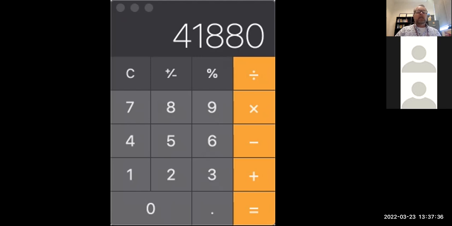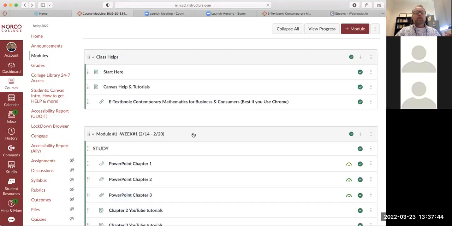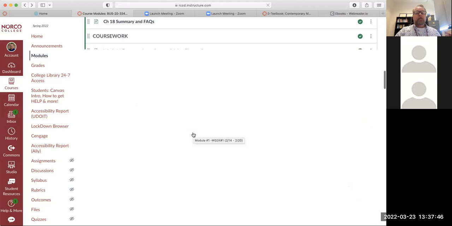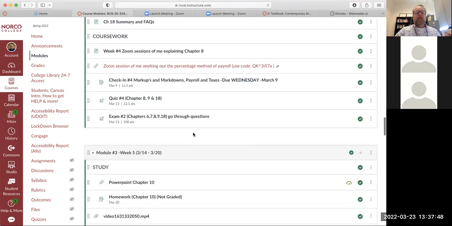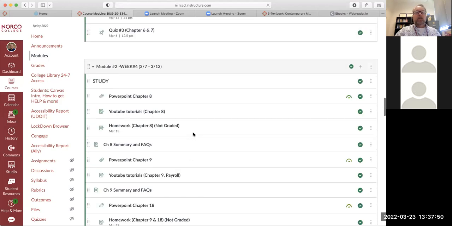I'm going to go back to here. I'm going to unshare my screen because I know you guys won't be able to see it. Okay, so I'm going to go back real quick. Can you see my screen? Yes. Can you see the modules I'm working on?